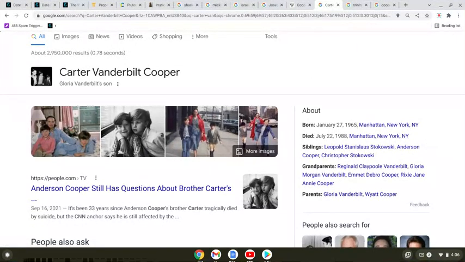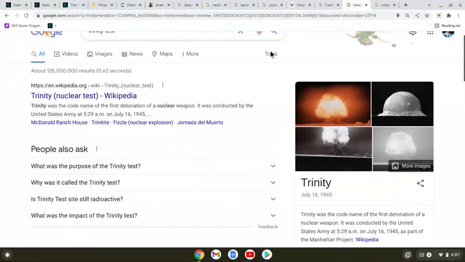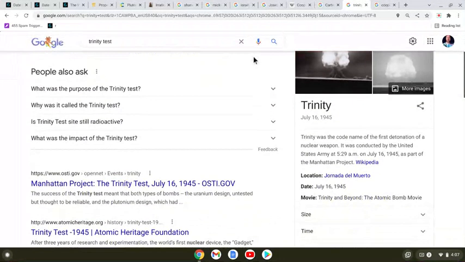Now, where was the Trinity test done? Where was the Trinity test done for the first bomb during World War II with plutonium? It was in Manhattan. It's called the Trinity test, the Manhattan Project. So let's go over here to the Trinity test. The Trinity test was in Manhattan, guys. This Cooper guy was born in Manhattan, and of course he died in Manhattan.